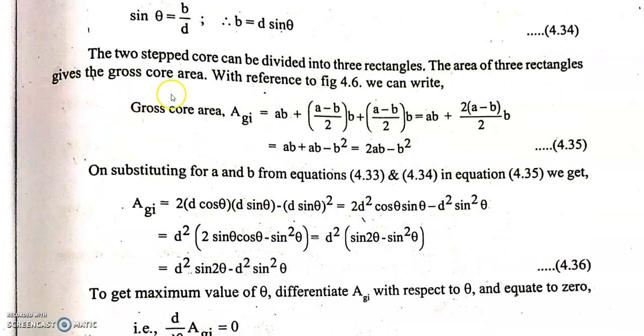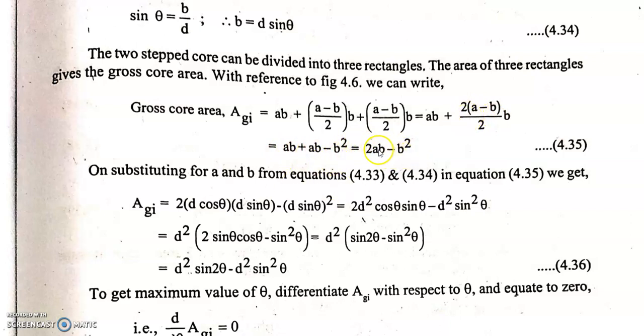So the gross core area: one section is A into B, another section is A minus B by 2 into B, and another section is also A minus B by 2 into B. So you can write AB plus 2 times A minus B by 2 into B. Reducing this equation, the 2 and 2 get cancelled, so it will be AB plus AB minus B square, that is 2AB minus B square.